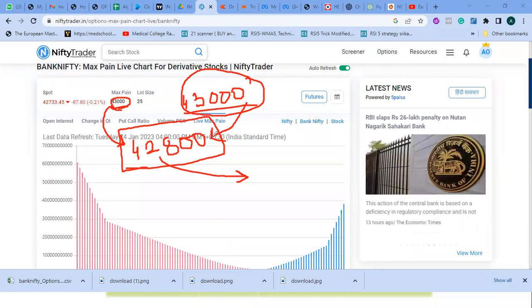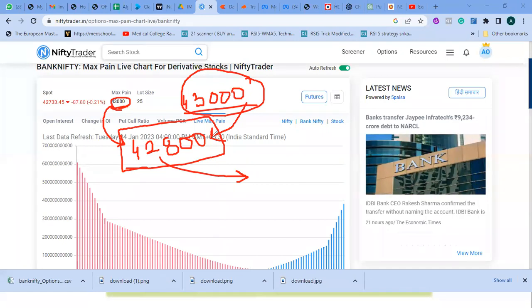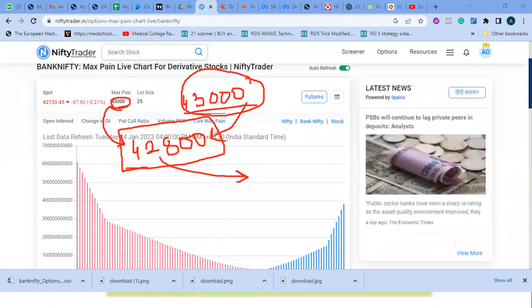And the value of this max pain will have the greatest significance nearer to the expiry. Okay, before the expiry, max pain can be at a different level than the current market price. But as we come closer to the expiry, the max pain will give us a better judgment about where the market might close.